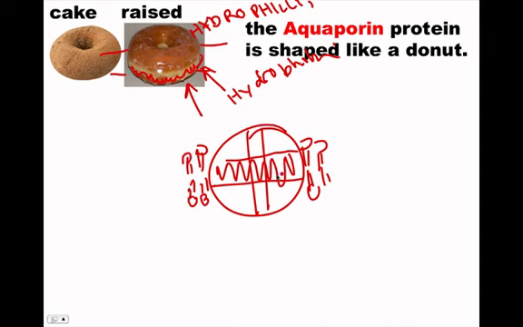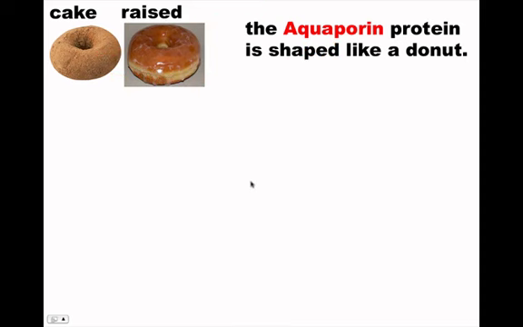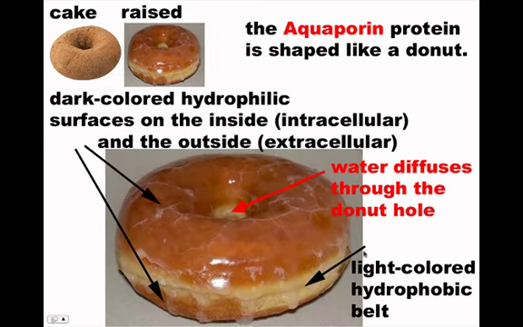So we're starting to see some basis for the shape, the structure, and the function of the aquaporin protein. I guess I've written this all down here. And yeah, the whole point of this function is for water to diffuse through here.